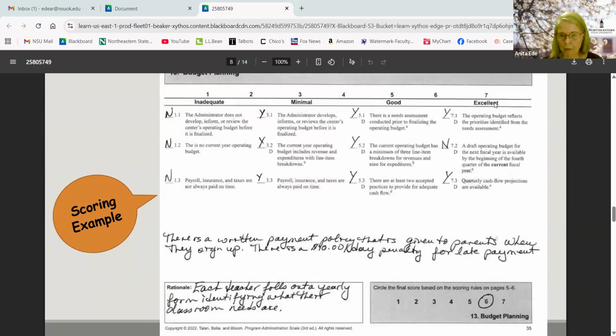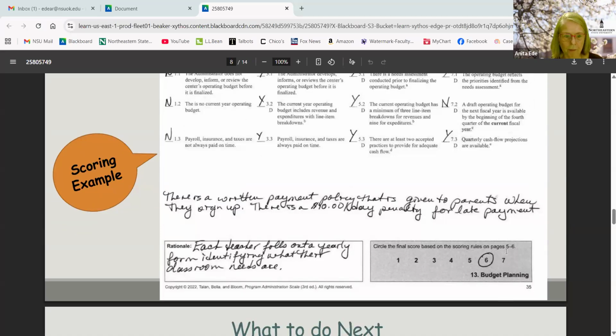More than half are the way they're supposed to be: 3 N's, 3 Y's, 3 Y's. But then we get here to the number 7, and oh my goodness, they have 2 yeses and 1 no. So that puts us into the halfway category between the 5 and the 7. And there we have the 6.